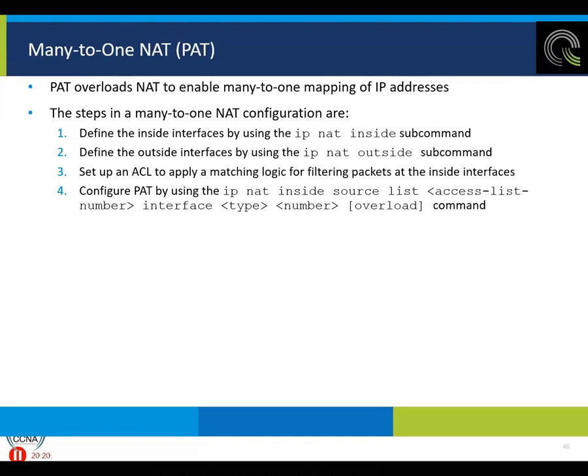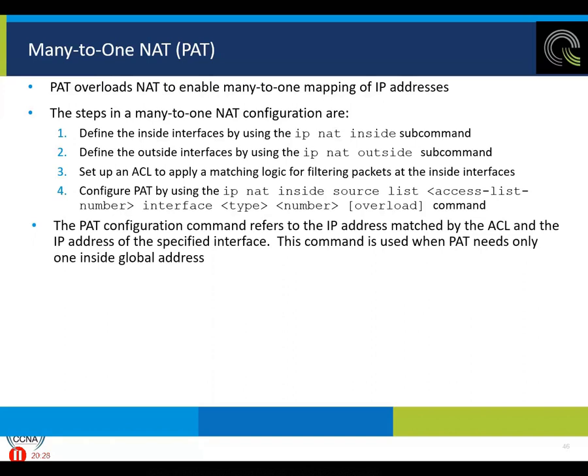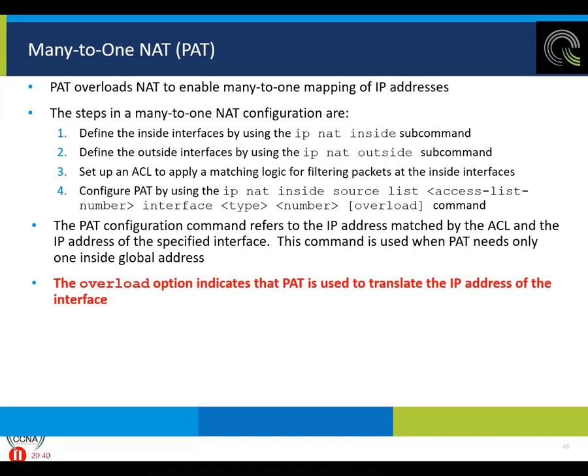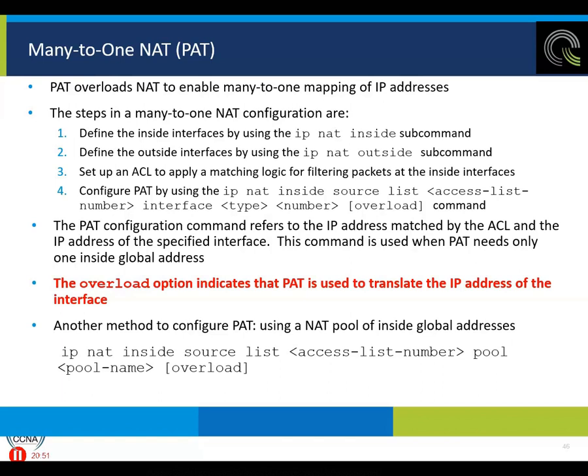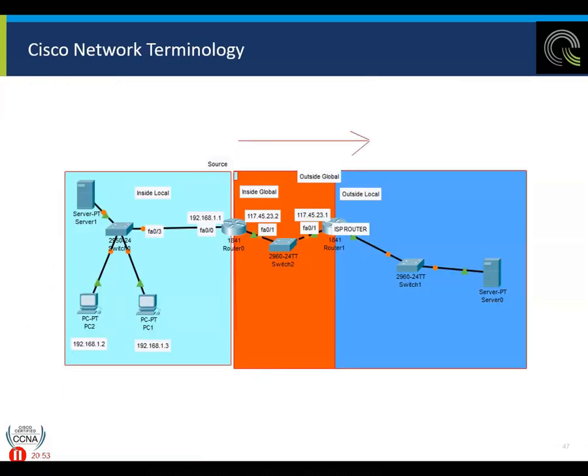And then configure PAT using the ip nat inside source list interface command, on down the line, in order to be able to do these things. The PAT configuration command refers to the IP address matched by the access control list and the IP address of the interface. The overload option indicates that PAT is used to translate the IP address. Another method is using a NAT pool, and then at the end of it using the overload command.